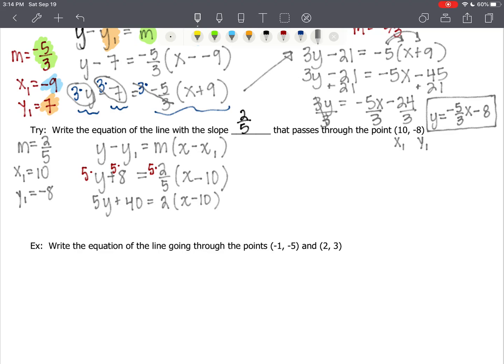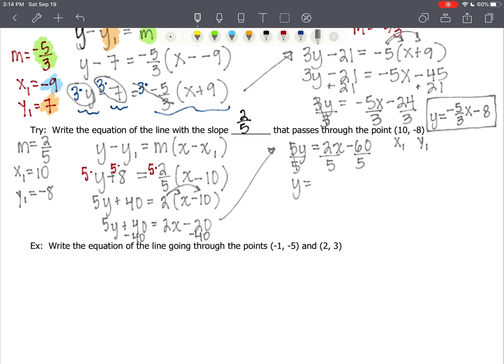I'm going to distribute the 2. 5y plus 40 equals 2x minus 20. I'm going to subtract 40 from both sides, which gives me 5y equals 2x minus 60. Subtract 40, that's where the minus 60 is coming from. Then we divide both sides by 5, so every term is divided by 5. We bring that slope of 2/5 back, so y equals 2/5 x minus 12.